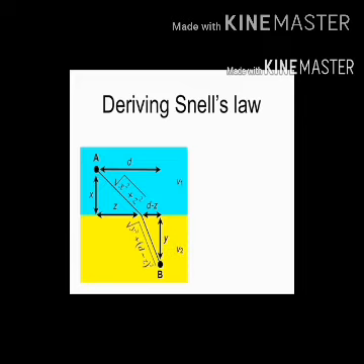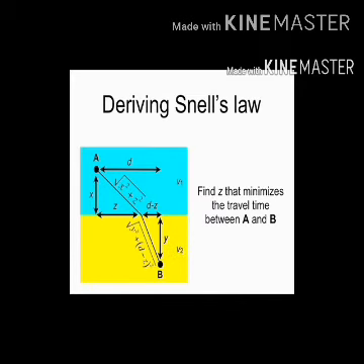Okay, and we can now use the Pythagorean theorem to find the lengths of the paths in the blue and yellow regions of the light. So we have a right triangle in the blue region, and so the length of the path in the blue region is the square root of x squared plus z squared, and the length of the path in the yellow region is the square root of y squared plus (d minus z) squared.